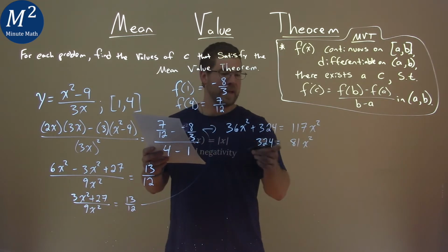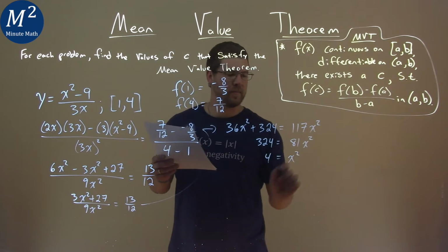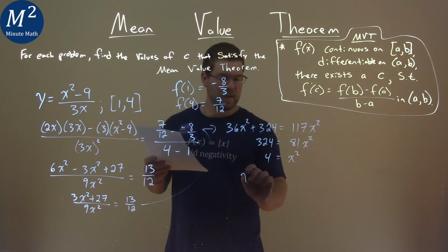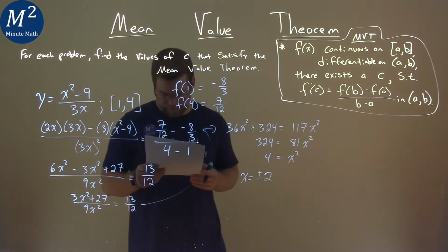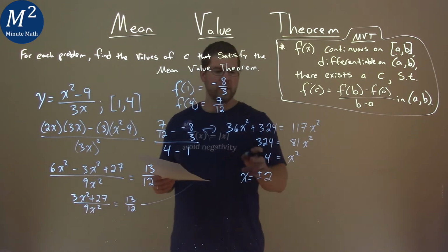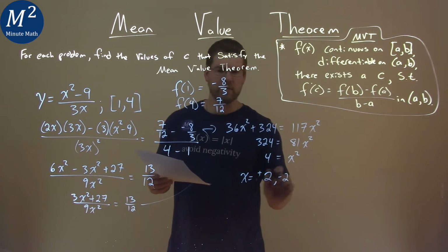Divide both sides by 81, and I have 4 equals x squared. Take the square root of both sides, and x equals plus or minus the square root of 4, which is 2. Now we have two values, a positive and negative 2. So we can write it like this, positive 2 and negative 2.